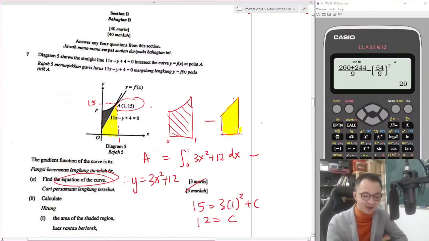So minus the trapezium. The trapezium we need to find. This one is 15, it's easy. The height here is 1, which is easy. I need to find the intersection point here.